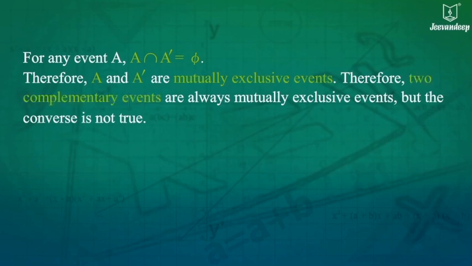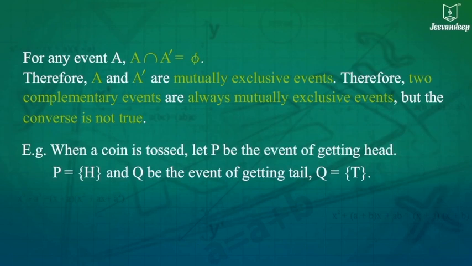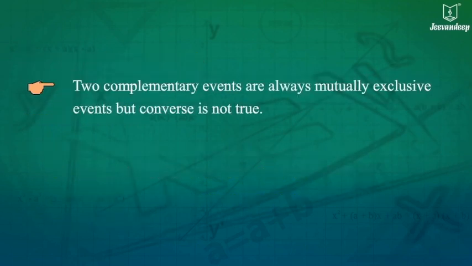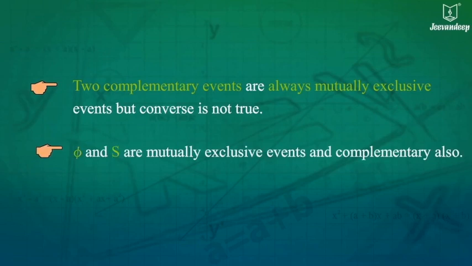Therefore, two complementary events are always mutually exclusive events, but the converse is not true. Example: when a coin is tossed, let P be the event of getting head. That is, P is the set of H and Q be the event of getting tail. That is, Q is the set of T. Here, events P and Q are mutually exclusive as well as complementary. Two complementary events are always mutually exclusive events, but the converse is not true. Phi and S are mutually exclusive events and complementary also.